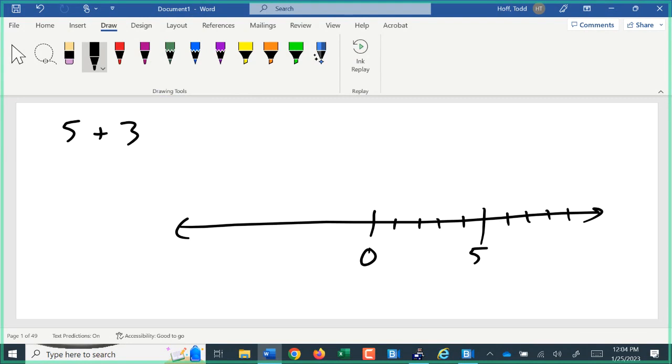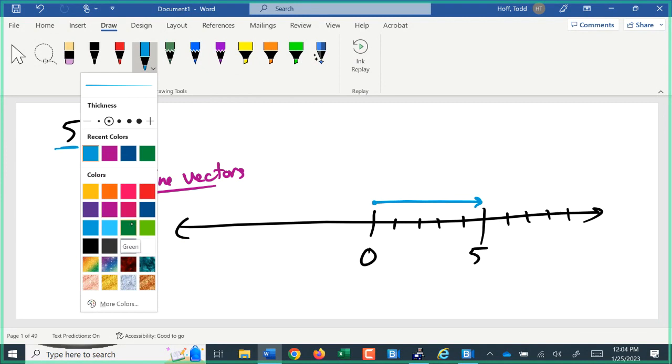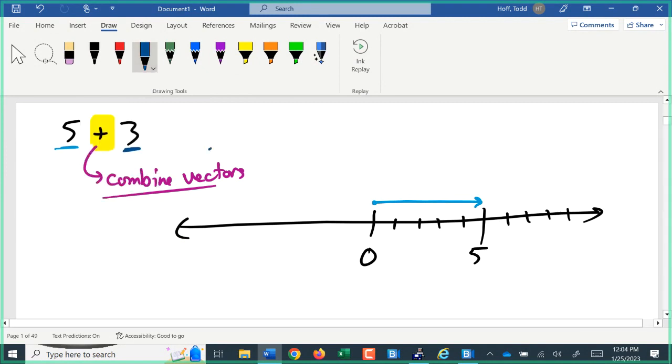This process of addition, the addition symbol, is telling us to combine vectors. So I start by putting the 5 up there. 5 would look like this, going from 0 to 5. And I put the 3 on there. 3 goes from 0 to 3.